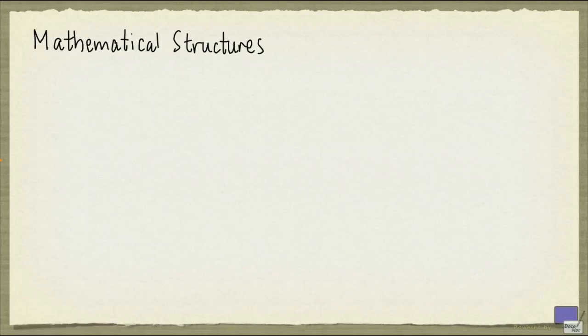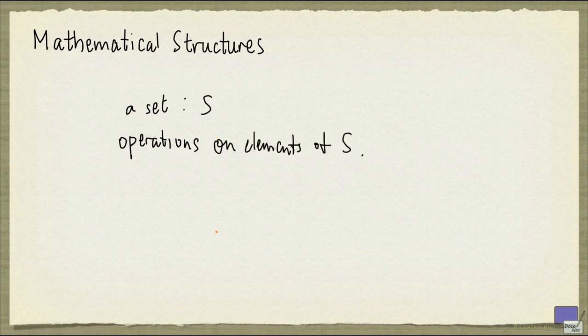When you do mathematics, you're working with mathematical structures. What exactly is a structure? Normally, a structure consists of a set, say S, and a number of operations that you can perform on elements of S to give you another element that may or may not be in the set. So let's take a look at an example to make this more concrete.